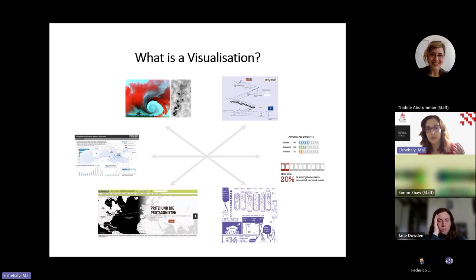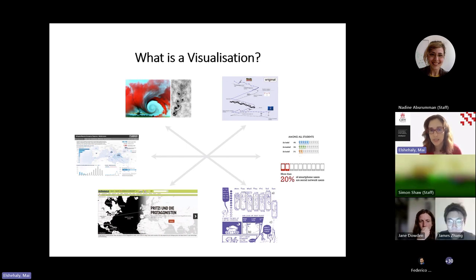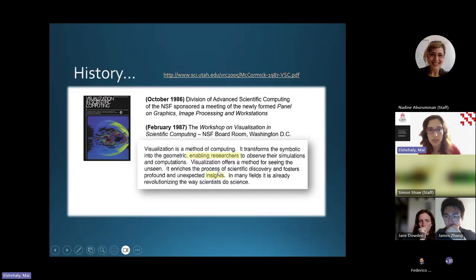So the scale, the level of interaction, the type of realism and different aspects of the design make it very difficult to pinpoint what exactly a visualization is. But perhaps one way we can look at visualization is to not concern ourselves too much with the diversity of the field as it stands today, but to look back at the very definition of the area of visualization.